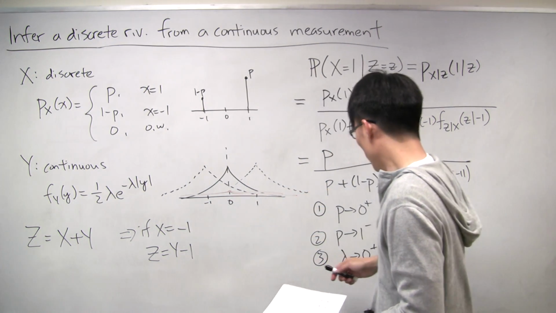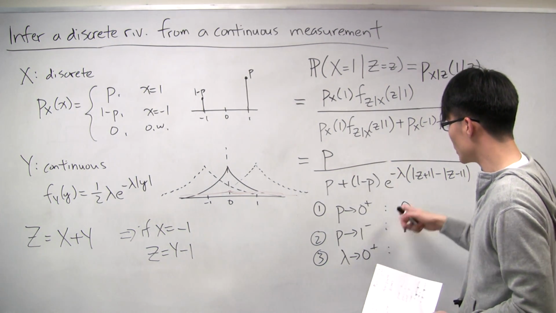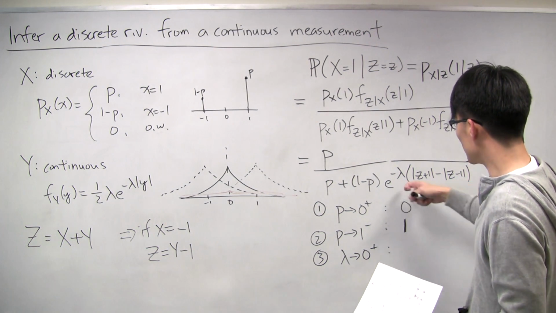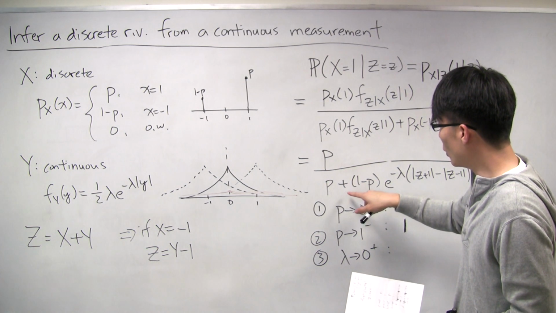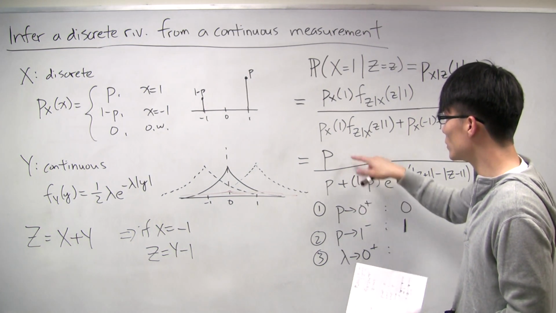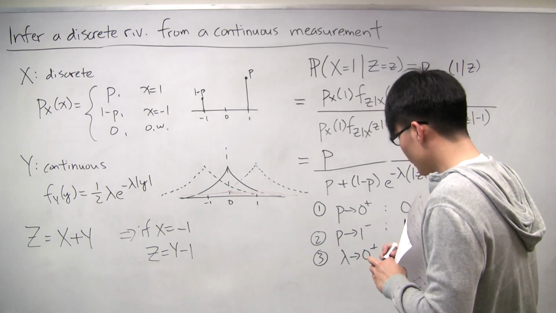And so what does our formula tell us in this case? Well, when lambda goes to 0, this exponent is equal to 0. And so e to the 0 is 1. So we get p over p plus 1 minus p, which is just 1. So our formula will give us an answer of p.